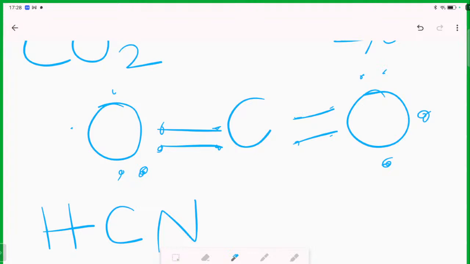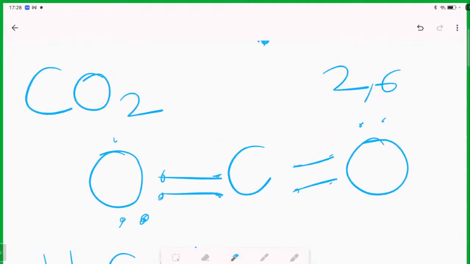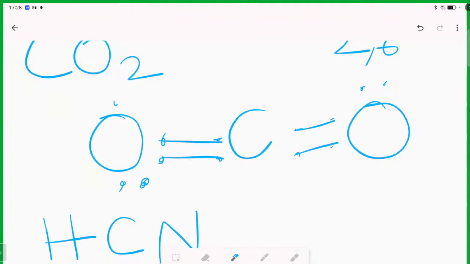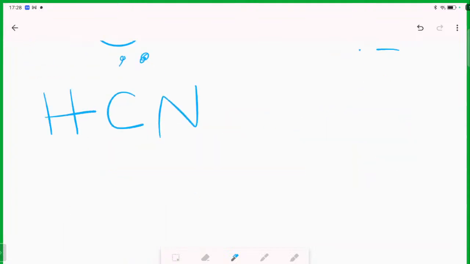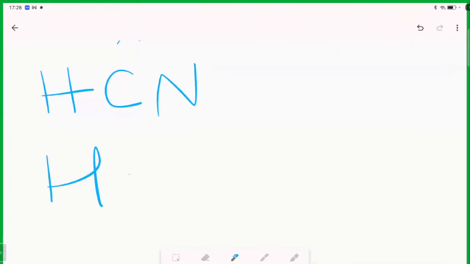Also जो CO2 है उसमें अभी कितने पेयर्स बच गए? It has 2 pairs, right? Like this. तो HCN की बात करें तो हाइड्रोजन हैज 1, कार्बन के पास एज यूजुअल 4 होते हैं. दिस इज गुड रिप्रेजेंटेशन ना, ऐसे रिप्रेजेंट करते हैं इसको.